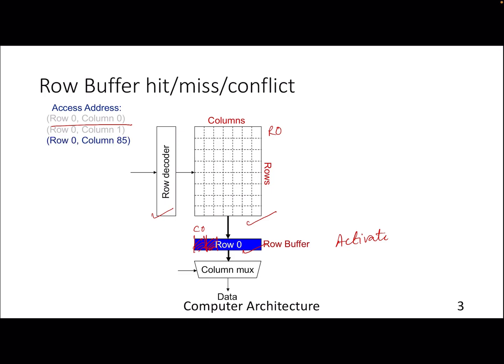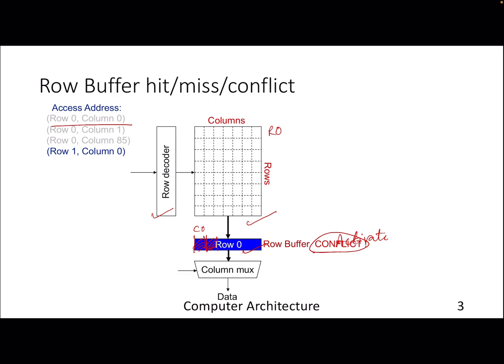Similarly, now if we get row 0, column 85, again it's a hit because it's present in the row buffer, the same row. So we get the column address 85 and send the data back to the cache hierarchy. Now if we go for row 1, which is not there in the row buffer, then we'll actually get a conflict. And we are no longer getting a row buffer hit.